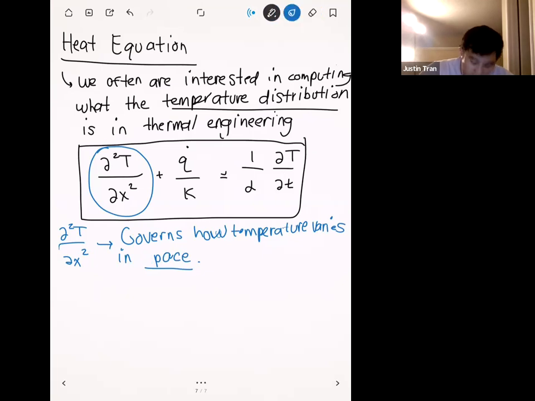And by space, I mean just physical distance. So X, Y, Z direction. And so the form of this derivative is really important, because notice how it's a second derivative. Most of the time, whenever you have a second derivative in applied sciences or in applied engineering, what that tells you is that this is some kind of diffusion term.